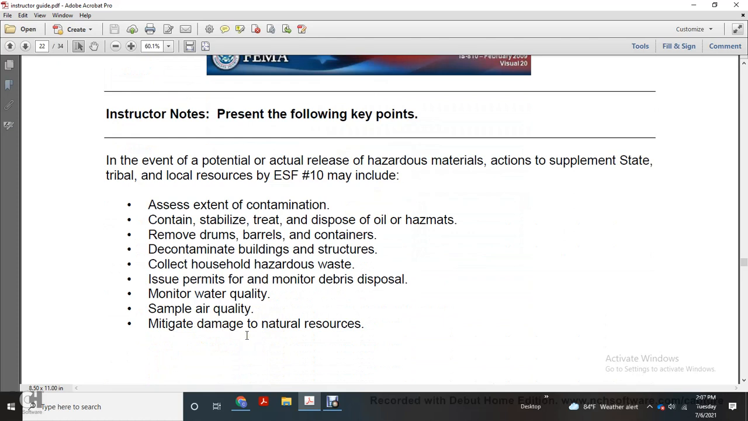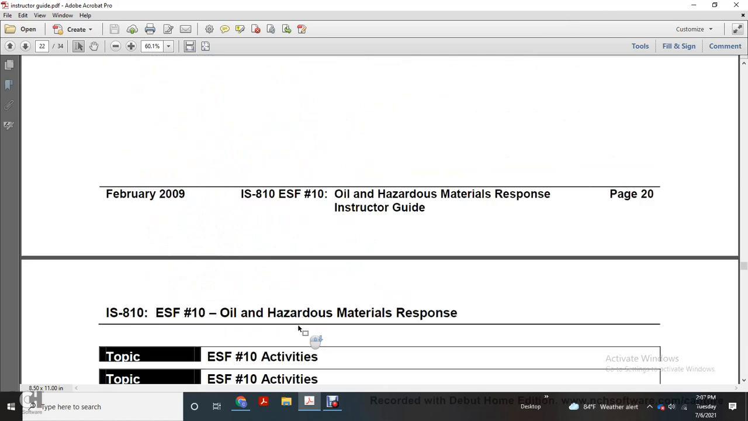In the event of a potential or actual release of hazardous material, actions supplement the state, tribal, and local resources. ESF 10 actions may include assessing the extent of the contamination, stabilizing, treating, and disposing of oil and hazmat, removing drums and barrel containers, contaminated building structures, collecting household hazardous waste, issuing permits for and monitoring debris disposal, monitoring water quality, sampling air quality, and mitigating damage to the natural resources.